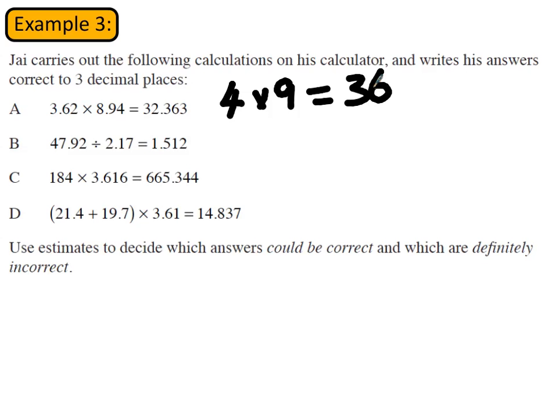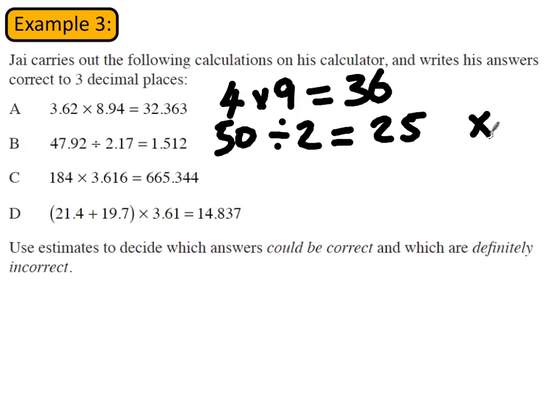In part B, we need to round, don't forget, to one significant figure. So don't write 48, write 50. 50 divided by 2 is 25. So if we look at that, compare it to 1.512, there's no way that that is going to be right. So we can reject that one. We definitely agree with the first one, though.